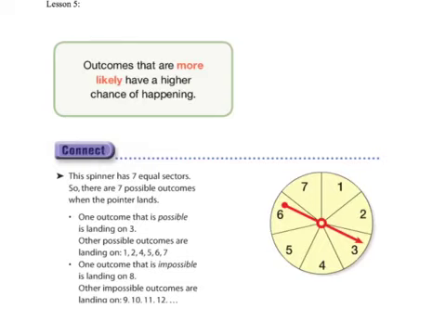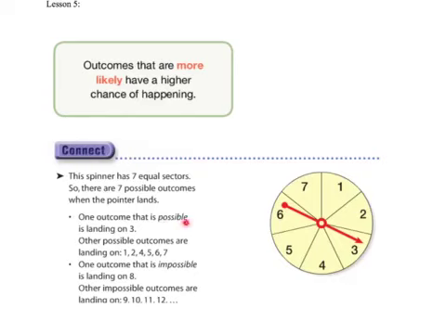Let's take a look. We're going to continue on to the next lesson. This time we're looking at spinners. Here we have a spinner that has 7 equal sections. It's important to look at the size of your sections when you're looking at spinners, and as much as possible divide them into equal-sized pieces. This one's already divided into equal-sized pieces. There are 7 possible outcomes, so it's possible that you could land on 1, 2, 3, 4, 5, 6, 7. So there are 7 possible outcomes.